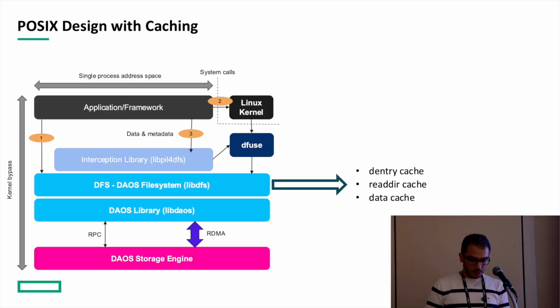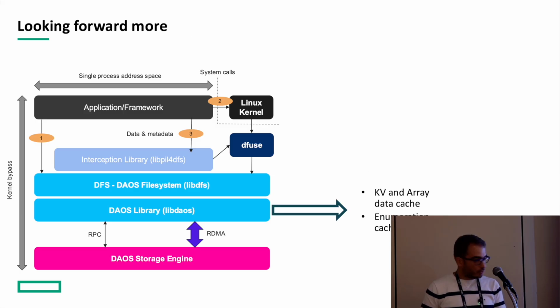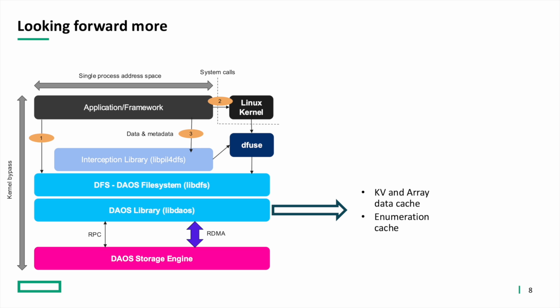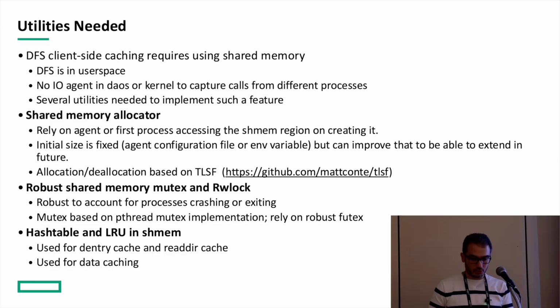The idea here is to add a cache at the DFS level, a directory cache and a read data cache. In the future, maybe we can move that a level down, to the KV level and enumeration level. You can ask why we don't start there from the start: libDAOS is way more complicated. So to get something quick, and just to test it out for different use cases, doing it at the DFS level is much easier. And as you'll see, the utilities we are working on can be shared across different layers in the future if we want to.